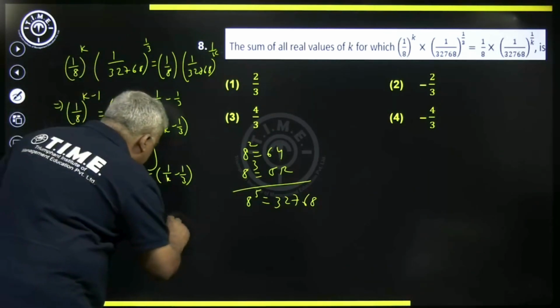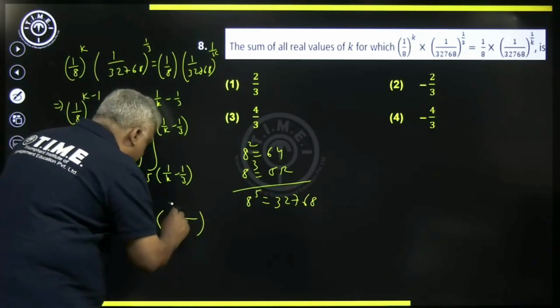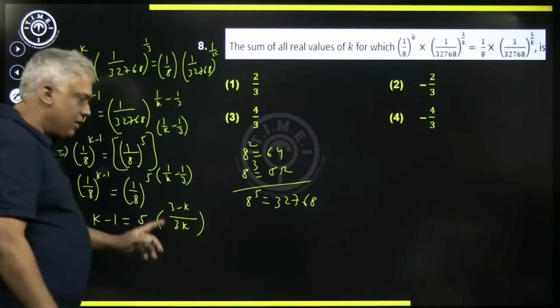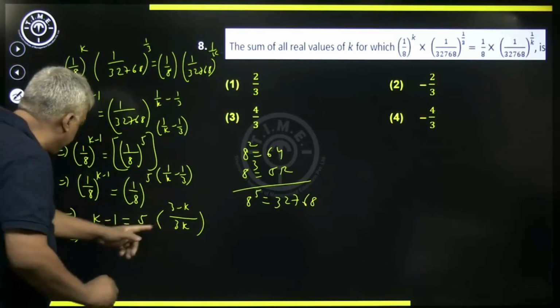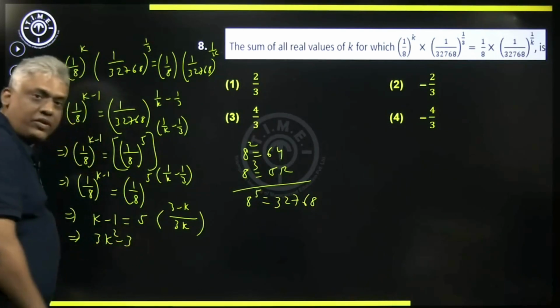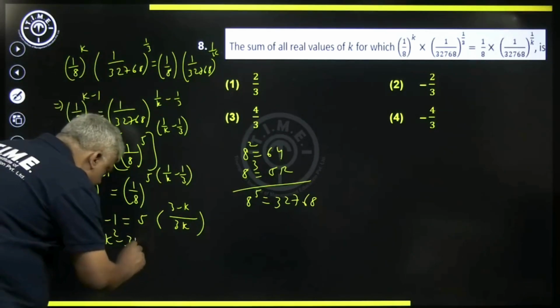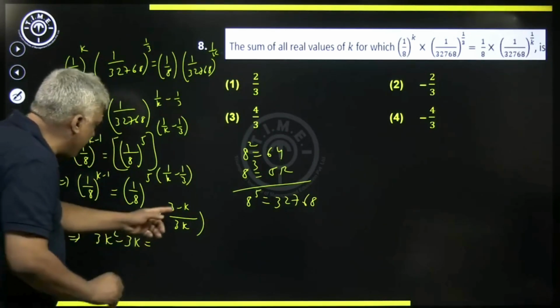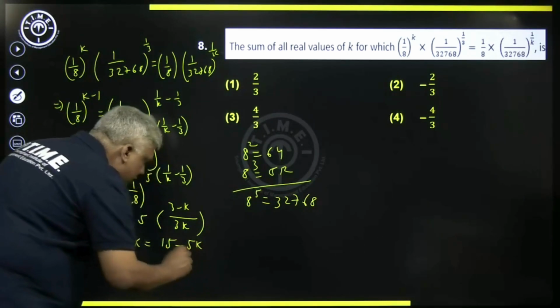Let us take the LCM here, 3k. So, it will be 3 minus k. Let us do cross multiplication, right. So, it will be 3k square minus 3k, right, equals 5 into 3, 15 minus 5k, okay.